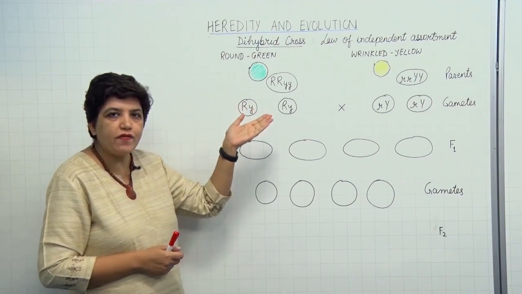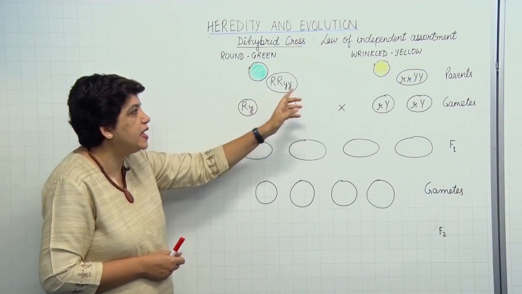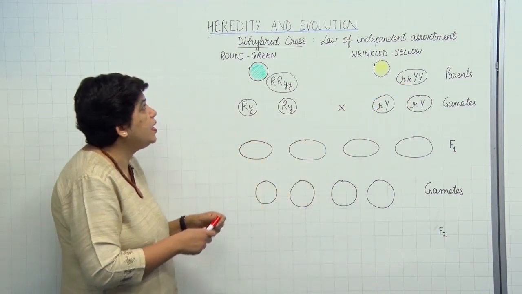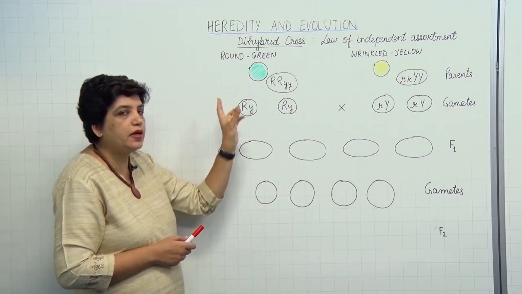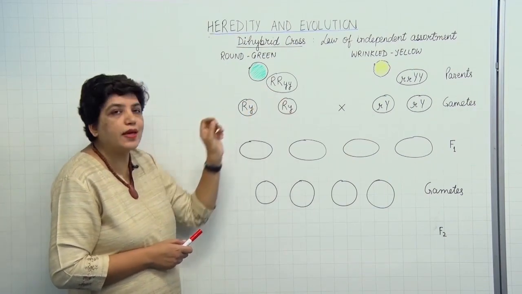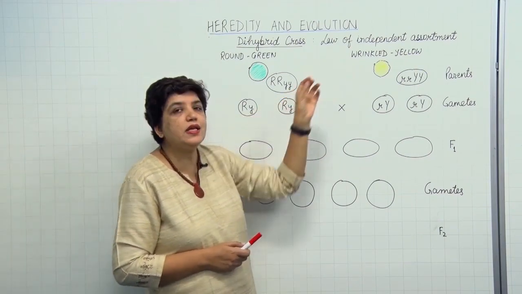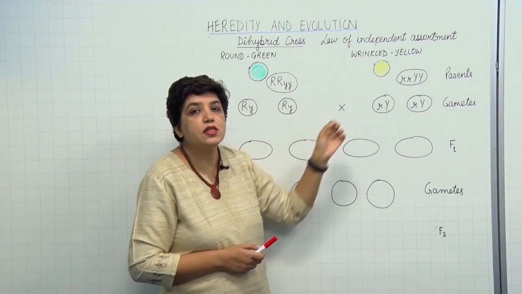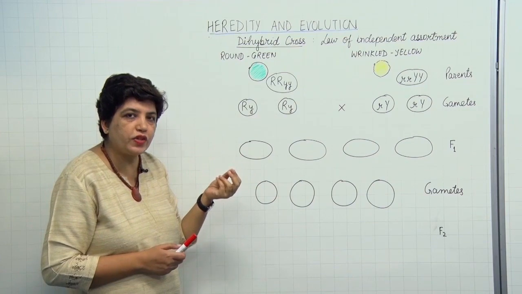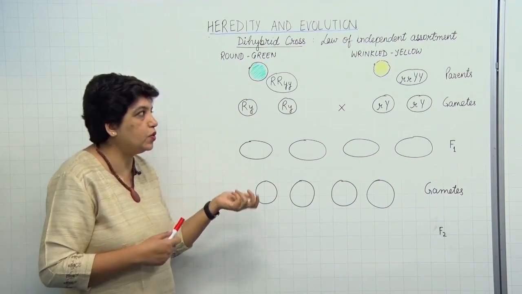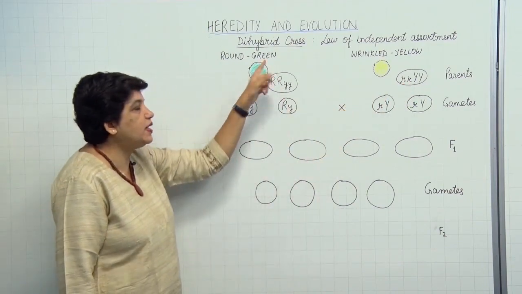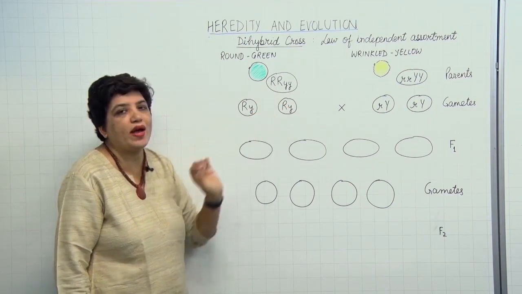Now, for example, I have considered round green seeds in one parent and wrinkled yellow seeds in another parent. The seeds are either round or wrinkled. This is one character. Since round is a dominant gene, I will take capital R as the symbol, while wrinkled is a recessive gene, so we will take small r as the symbol. On the other side, another character is the color of the seeds, which is either green or yellow. Yellow is a dominant gene, so I have taken capital Y as the symbol, while green color is a recessive gene, so small y for this.